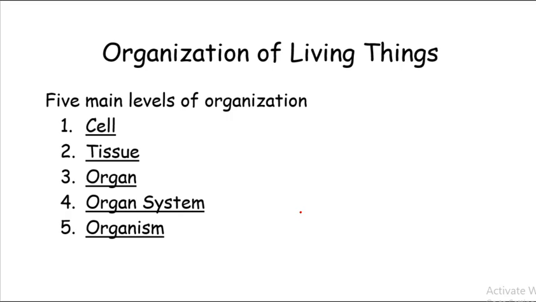Then let's look at the organization of living things. We have 5 main levels of organization. The first level we talked about is the cell, the basic structural and functional unit of a living organism. And the cells make up the tissue. Many tissues make up an organ system, making up the organism.